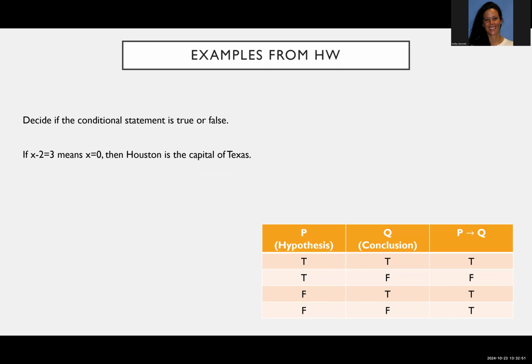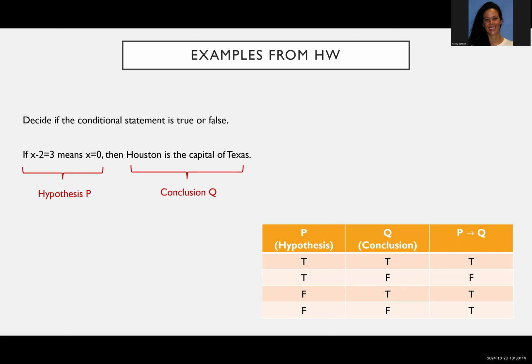Here's an example that's very similar. If x minus 2 equals 3 means x equals 0, then Houston is the capital of Texas. So here, the hypothesis and conclusion are the equation bit and solution bit. That's the hypothesis. And then Houston being the capital of Texas, that's the conclusion. So certainly the conclusion is false.